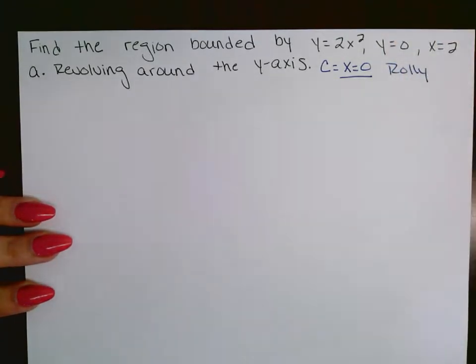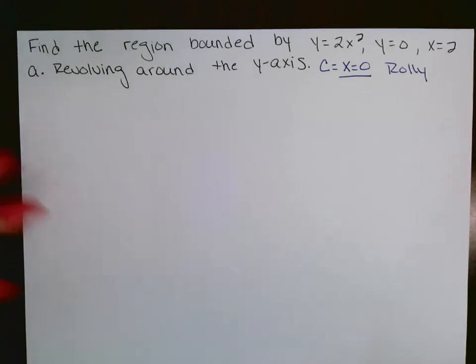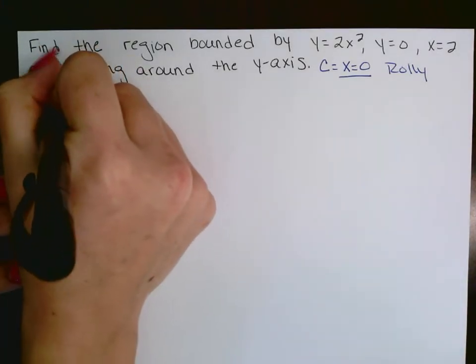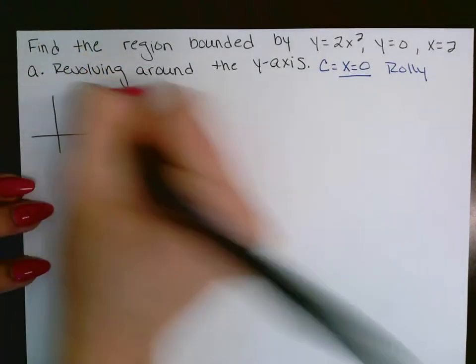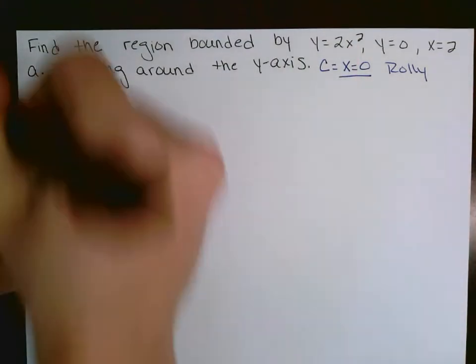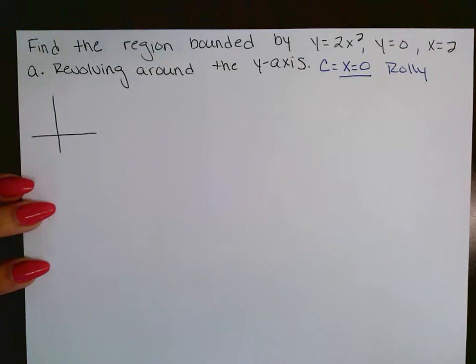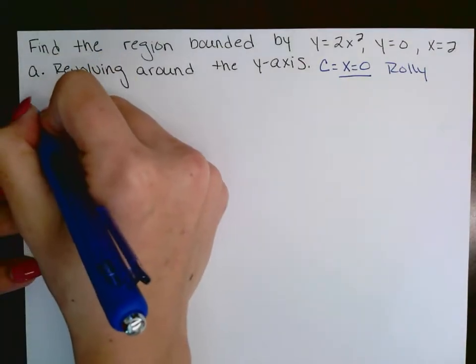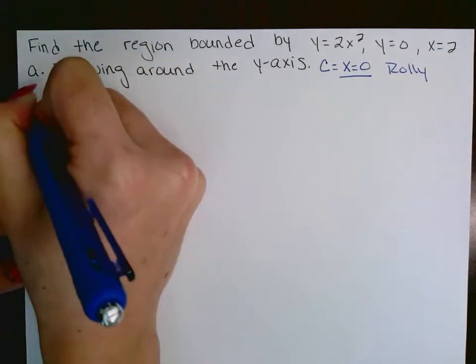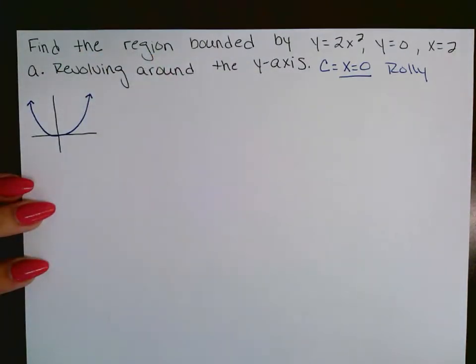This is a hard question, okay? So I'm going to start off by drawing the graph. What is the graph of 2x squared? A parabola, right? Let me change colors. And what does that 2 do to the parabola? It just makes it stretch, okay?